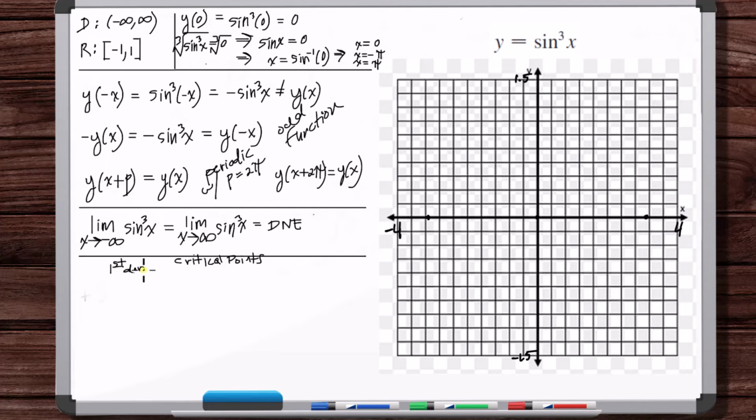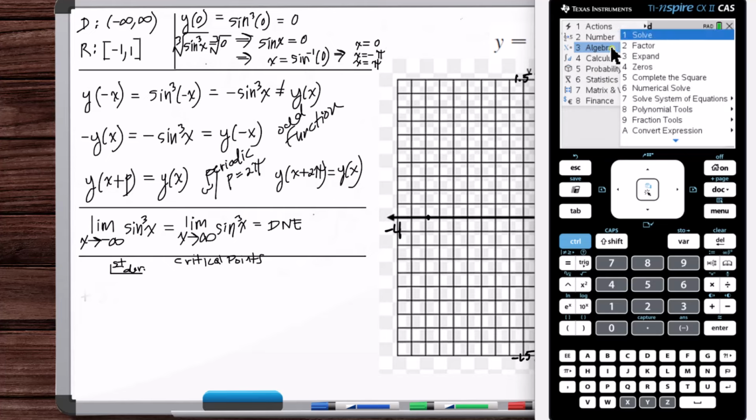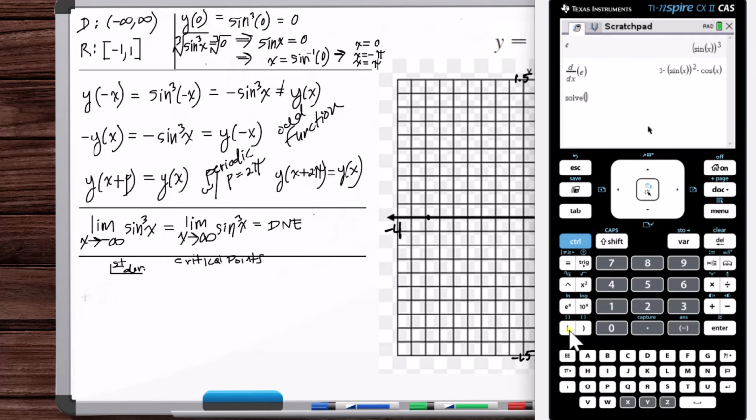First derivative. So there's the function. Take the derivative with respect to x of the function. There's no x where this doesn't exist, so all we need to do is find where this equals 0. So we solve for where this is equal to 0.